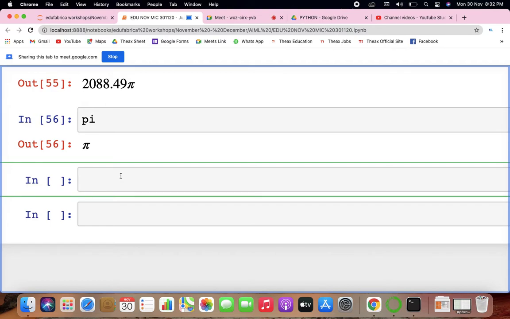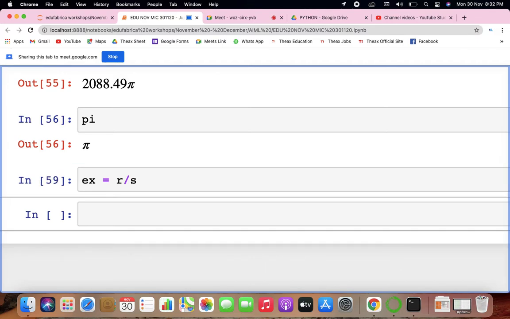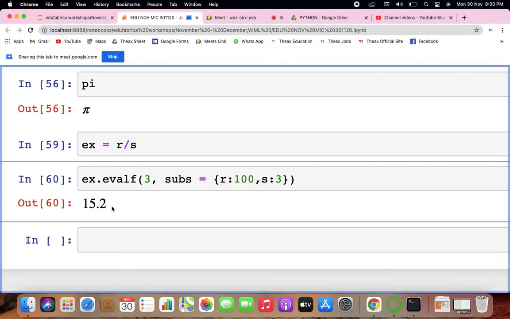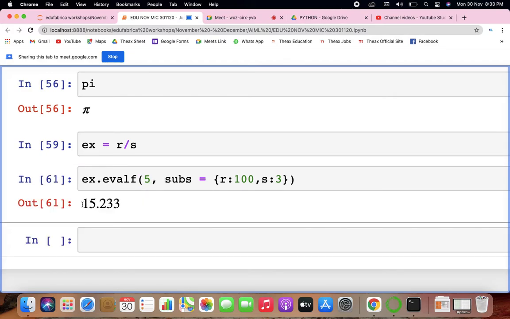Now see guys, if I say there is an expression which is equal to r by s, that's it. No r and s have been defined right now, okay? So this is the expression, and if we want to evaluate it, we'll write expression.evalf, the function, up to 3 digits, and we'll say substitution, subs, will be equal to r equals, let's say 100, and s equals, let's say 3. So you'll get the output that is 33.3. And what is this 3? The 3 numbers, the digits. If I say this is 4 or 5, you get 5 numbers, 1, 2, 3, 4, 5.